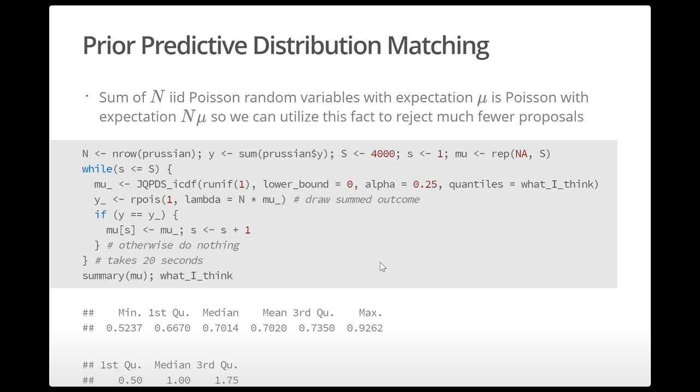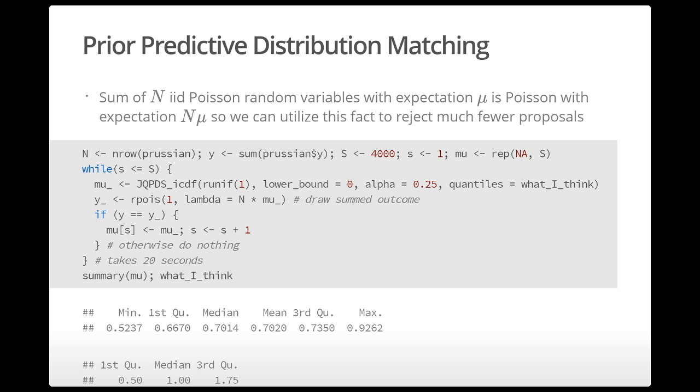So n is like 280, y is 186 or something like that. I want to do 4,000 simulations, and I allocate myself a vector of mu's. Loop over s, get a proposal for mu by sticking in a random draw from the standard uniform distribution into the Johnson quantile parameterized distribution that's semi-bounded. Specify my lower bound of 0, my quartile is at 0.25, and then this vector of 3 numbers that specifies what I thought under the prior. That's my proposal for mu.